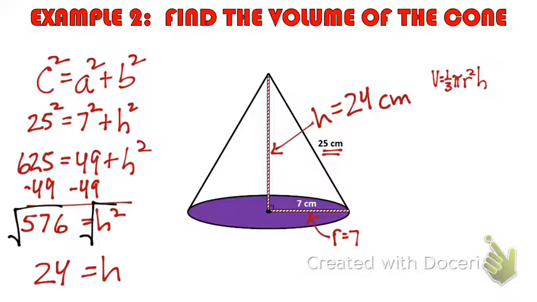Now we're ready to use our formula. So we have volume equals 1/3 times pi times 7 squared times the height, which is 24. And so again, we can just type that into our calculator exactly the way it looks using the fraction button, the pi button, and the squared button. And when you type all of that in, you'll get 392 pi.